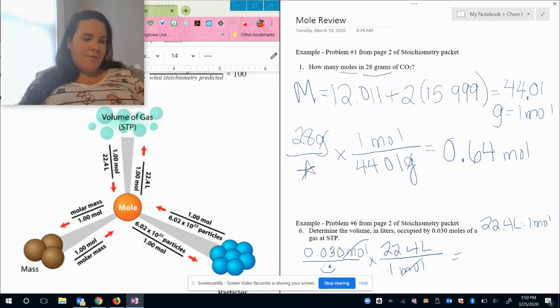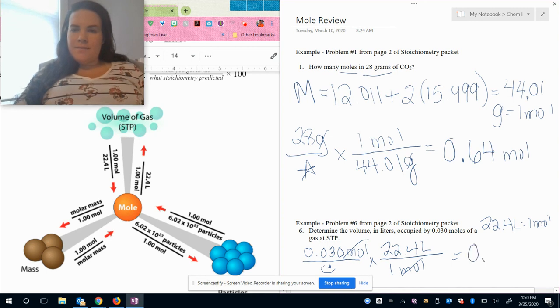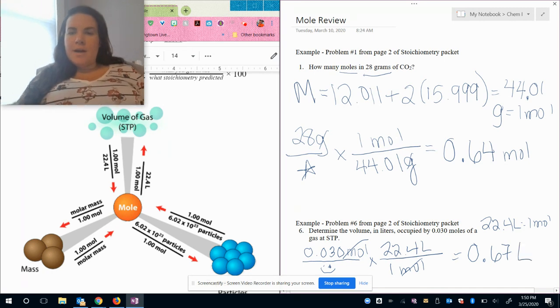This one I didn't do ahead of time. So we got 0.030 times 22.4 in the calculator, and that gives me 0.67, and that's liters as our final answer. So for these ones, you're always using 22.4. You don't have to use the periodic table at all for numbers 6, 7, 8, and 9, just using this value. For the ones at the top, you will have to use the molar mass. So that is a review of some of the mole conversions that we have done. You'll use that to finish out page 2 as practice. All right, good luck, everyone.